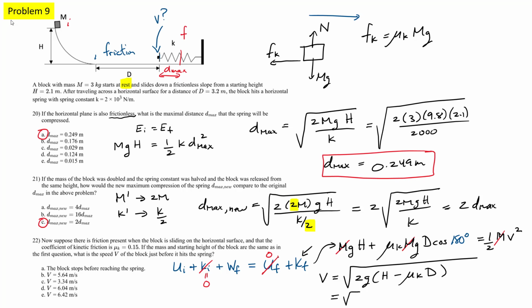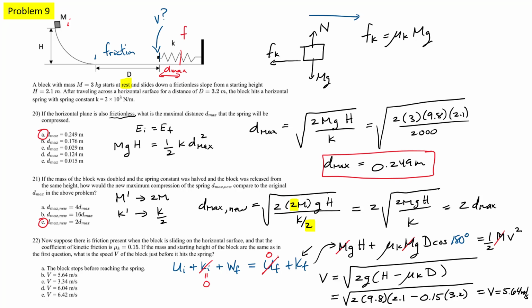And now you could just substitute all the numbers. So you get 2, 9.8. That original height was 2.1 meters. The coefficient of kinetic friction, 0.15. And now that distance that you slide is 3.2 meters. All right, we put everything in the calculator, and you should get a speed here, v, of roughly 5.64 meters per second.